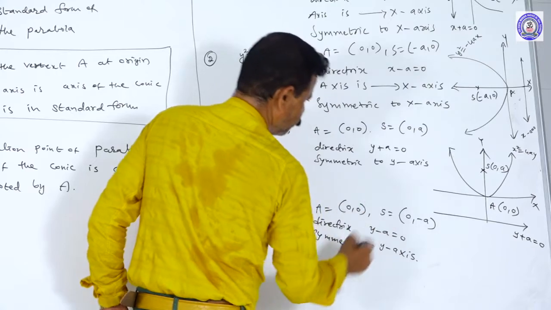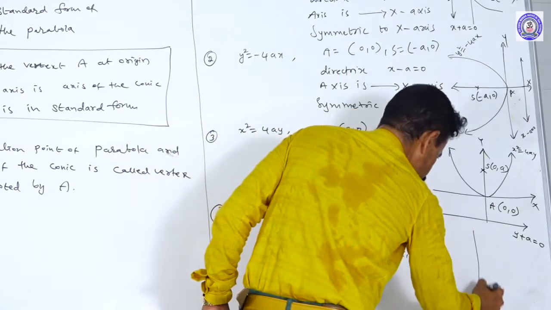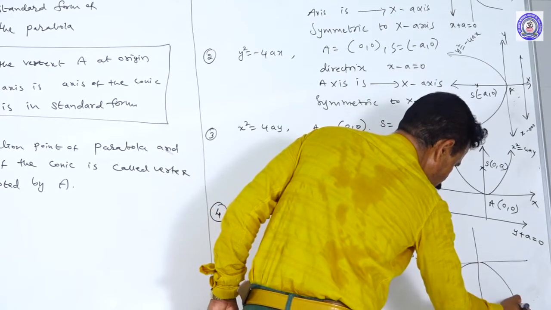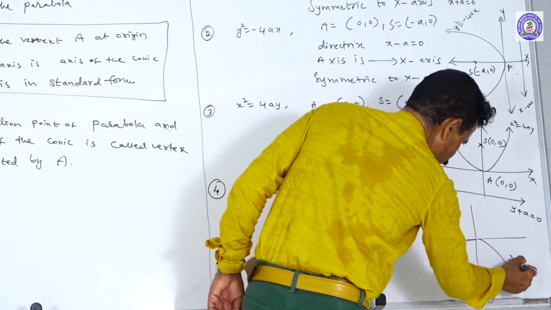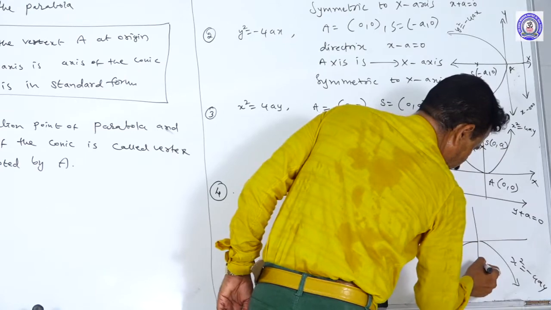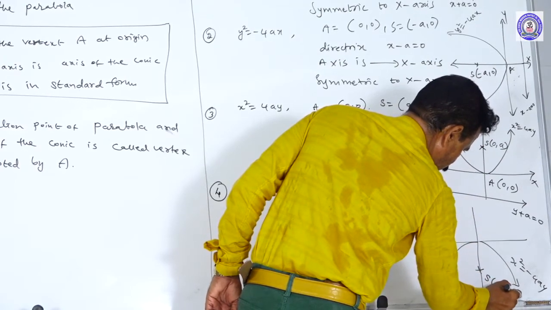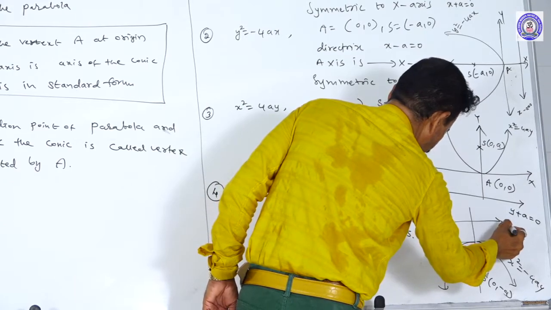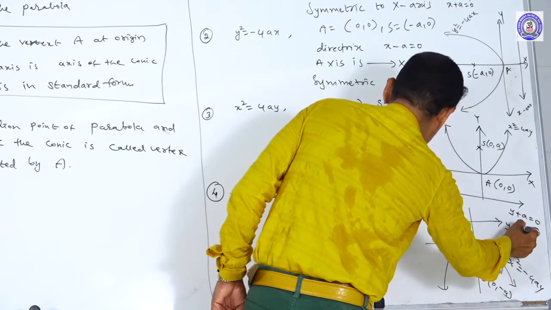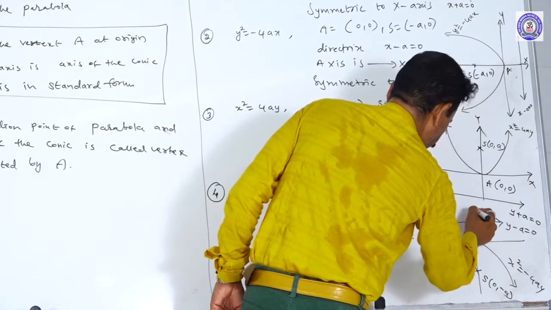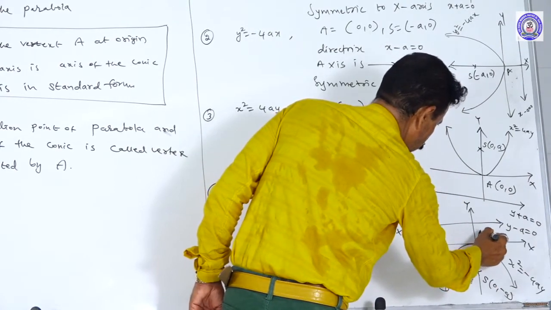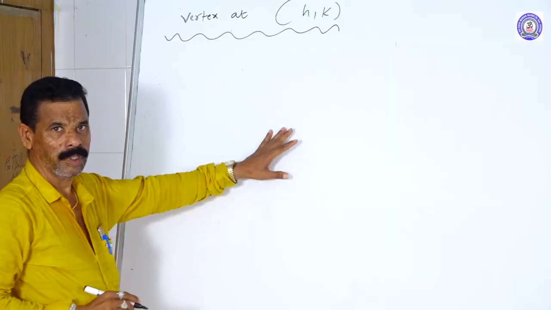Y axis. This diagram is downwards open. This is x square is equal to minus 4ay. S is here 0 comma minus a. This is the directrix, y minus a is equal to 0. Y axis, x axis. This is the vertex 0 comma 0.